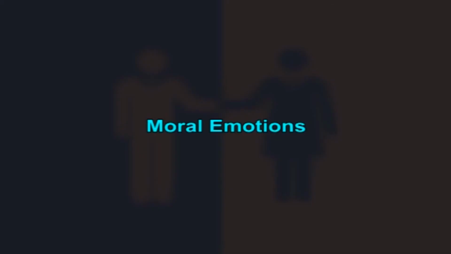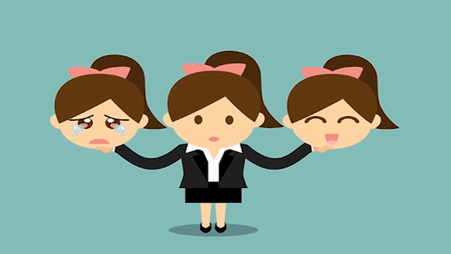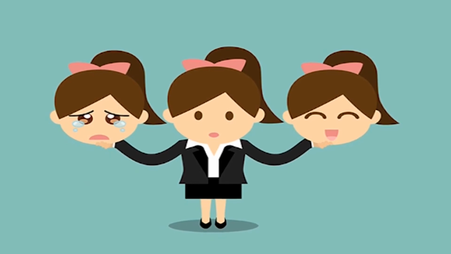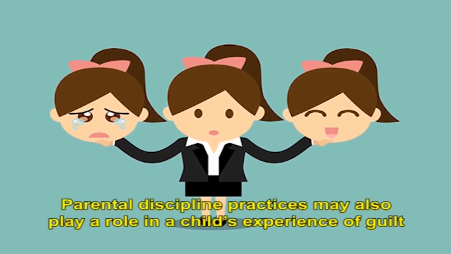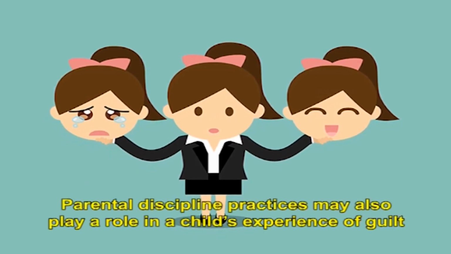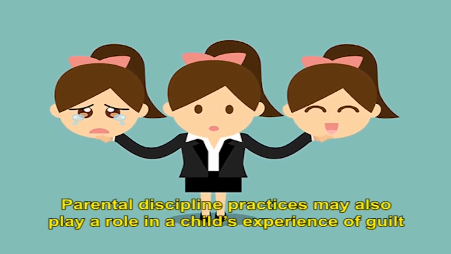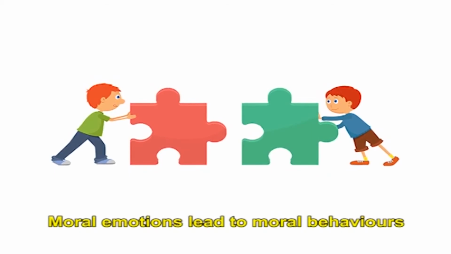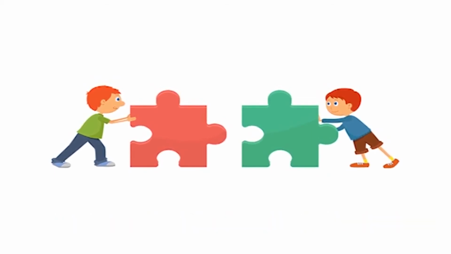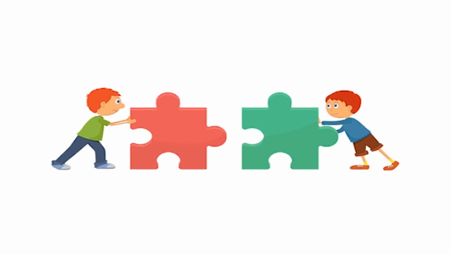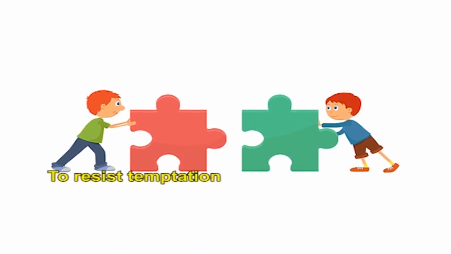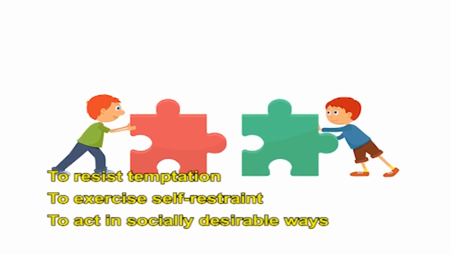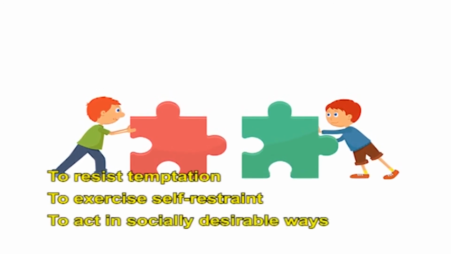Moral emotions. Moral emotions include feelings of guilt, empathy, and remorse. They start feeling discomfort when they are guilty. Parental discipline practices may also play a role in a child's experience of guilt. Moral behaviors. Moral emotions lead to moral behaviors. They are interrelated to each other. Moral behavior is a child's ability to resist temptation, to exercise self restraint, and to act in socially desirable ways.